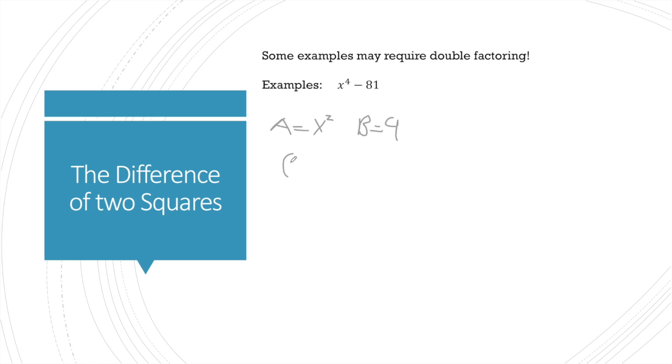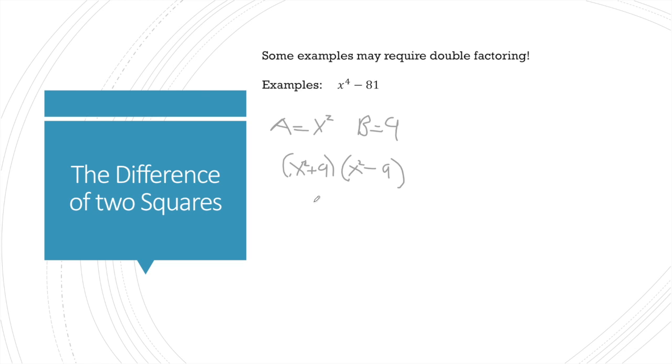I can rewrite this as x squared plus 9 times x squared minus 9. Now I have two binomials, but I need to see if I could factor them. So, okay, are there any factors of AC here, which would be 9, that add up to 1? Nope. Factors of 9 are 1 and 9 and 3 and 3. But over here, this looks vaguely familiar, right? This is a difference of two squares.